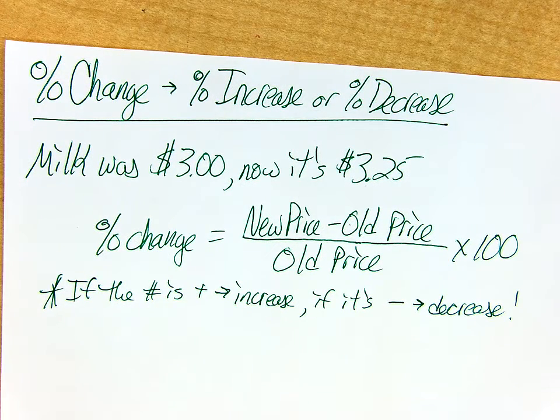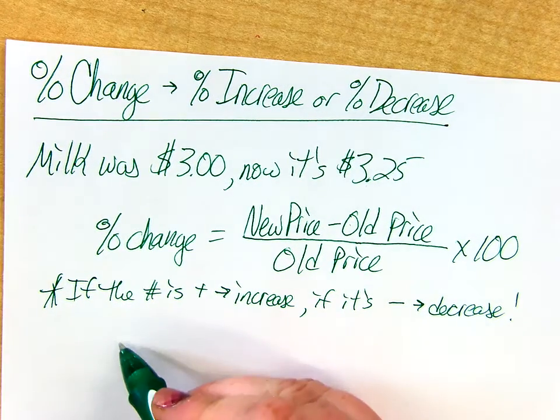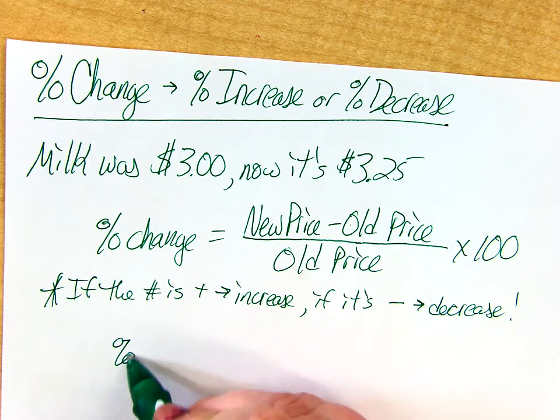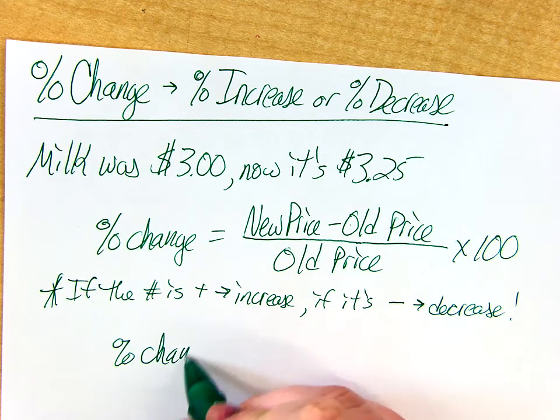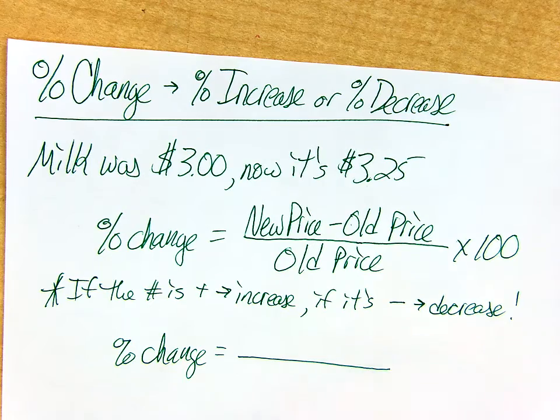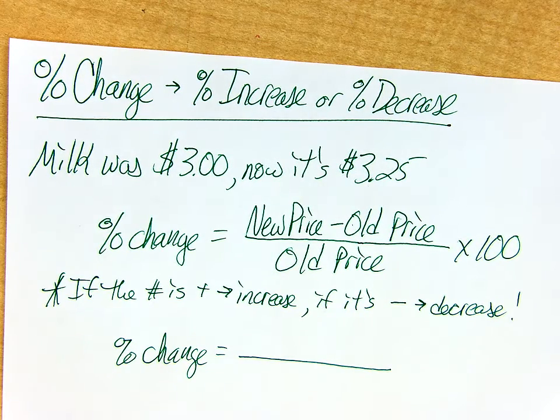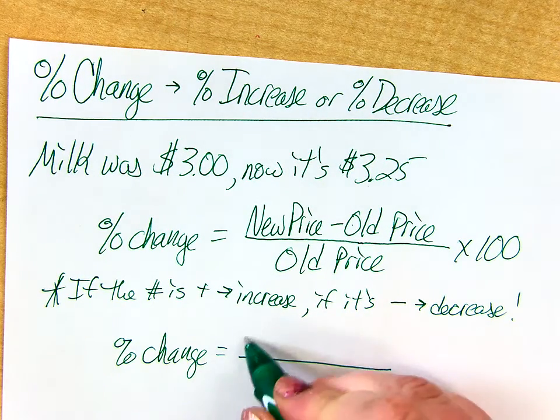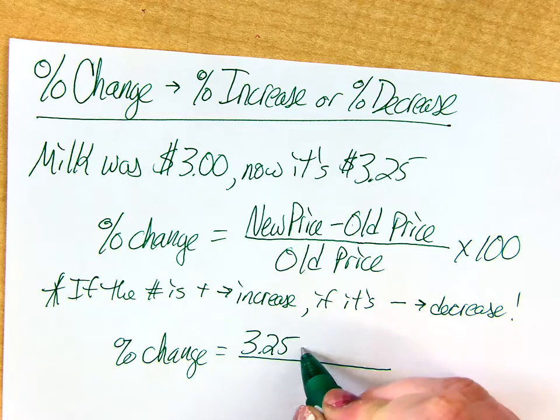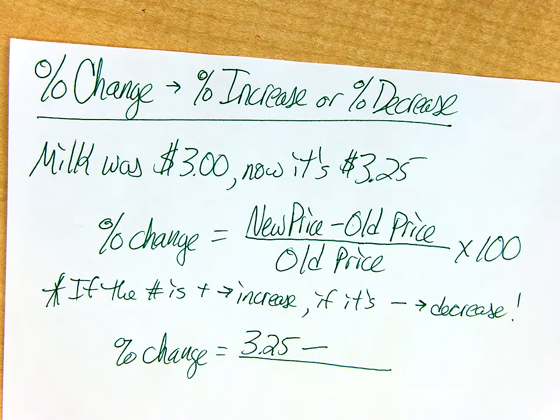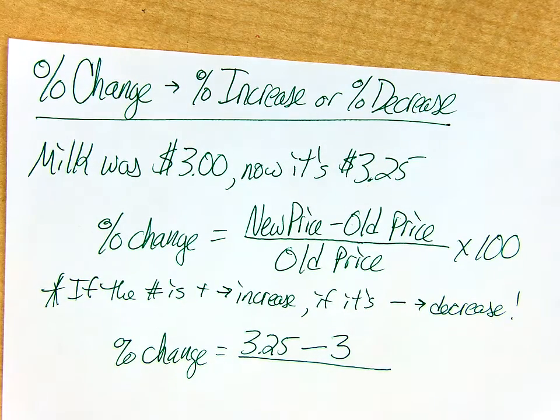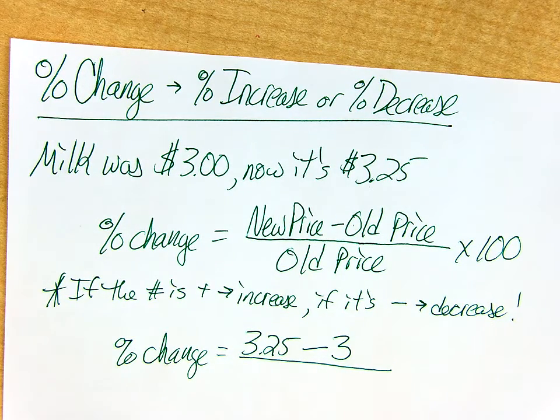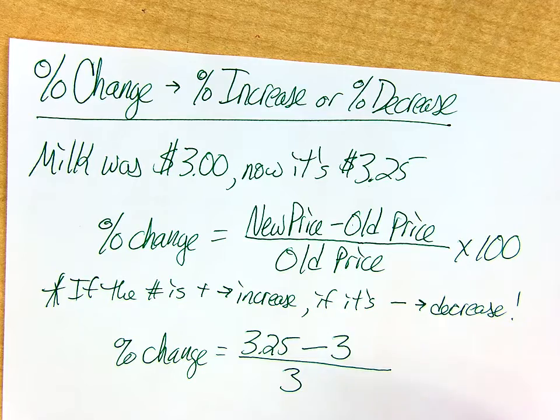Okay, so let's try this with our numbers. In order to find the percent change, I need the new price. What's the new price? $3.25. Minus the old price, which is $3. And I'm going to divide it by the old price, which is $3 again, right? And I'll times this by 100.